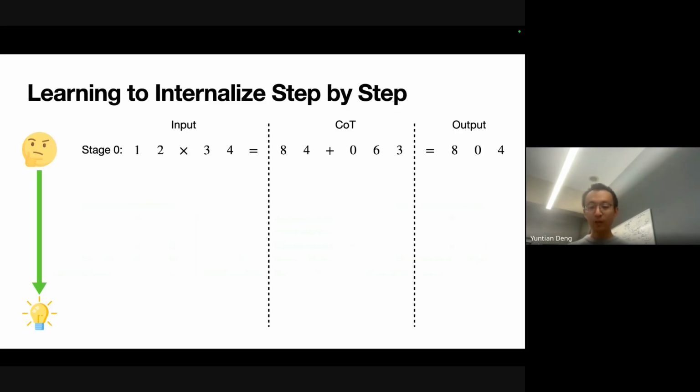Our approach of achieving implicit chain of thought is inspired by the internalization process that we mentioned in our earlier slide. The intuition is we first train a model to perform explicit chain of thought reasoning. For example, here we are showing an example where we break it down into an input part, the chain of thought reasoning part, and also the output part.